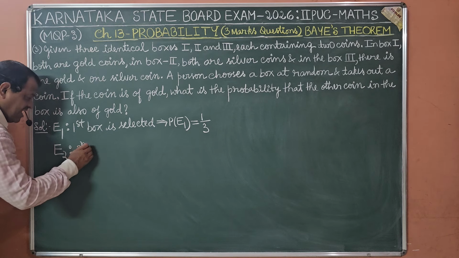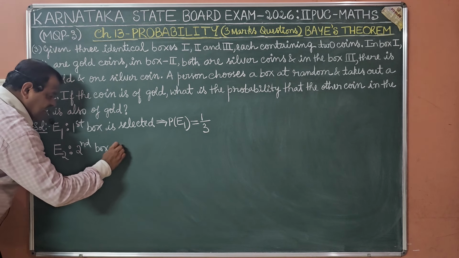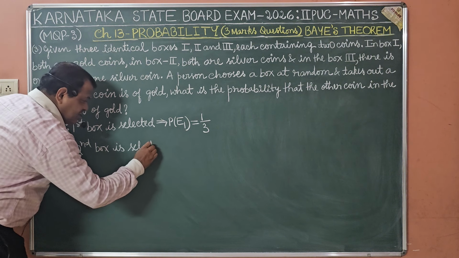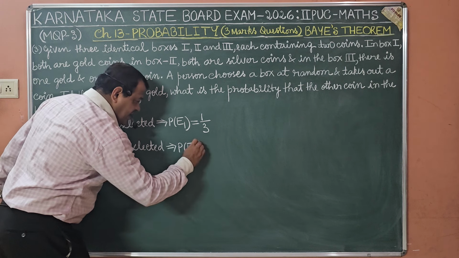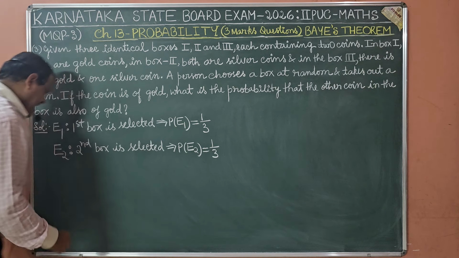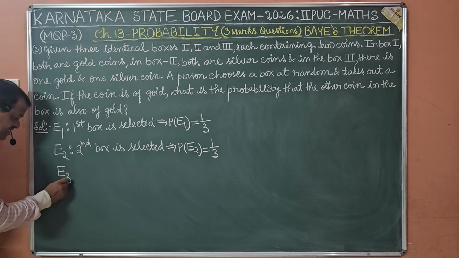Event E2: second box is selected. Therefore, probability of E2 again 1 by 3, and there is event E3. Event E3 is third box is selected. So in this we have probability of E3 again 1 by 3. Therefore there are 3 events, each having probability 1 by 3.